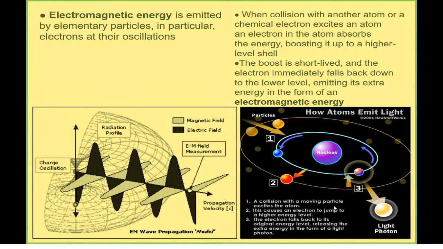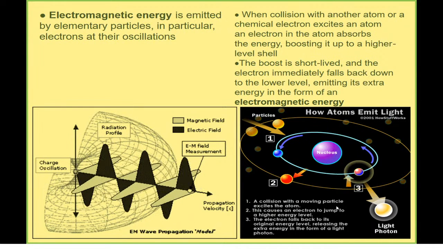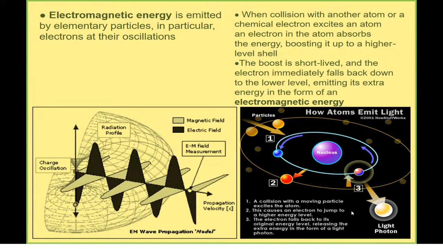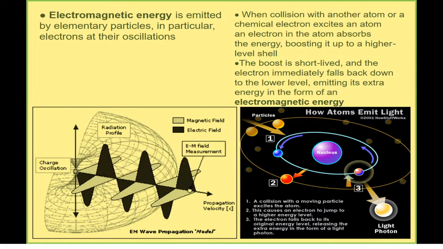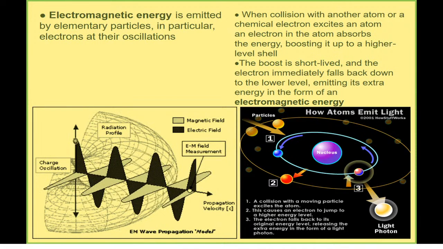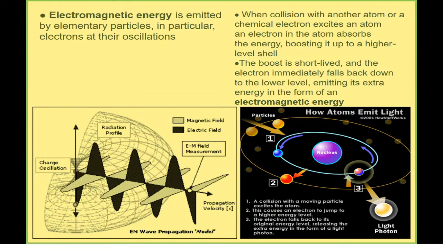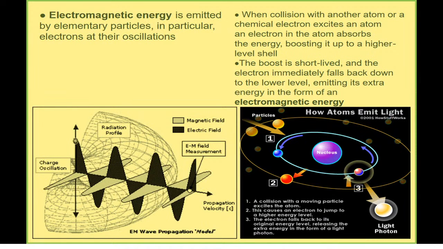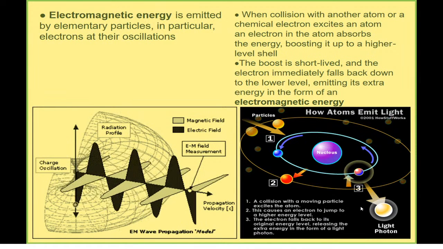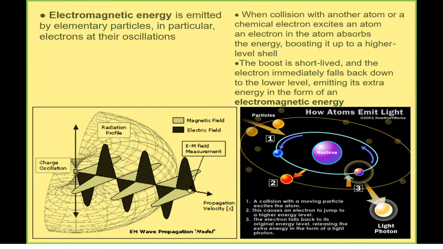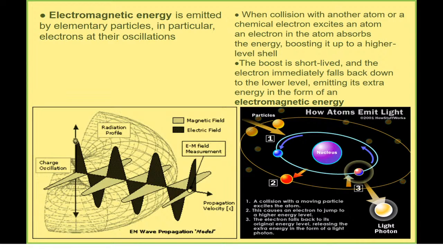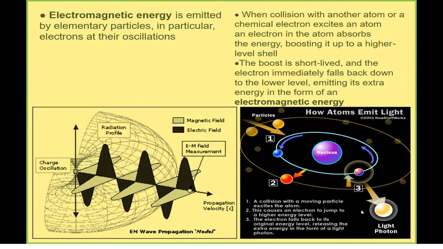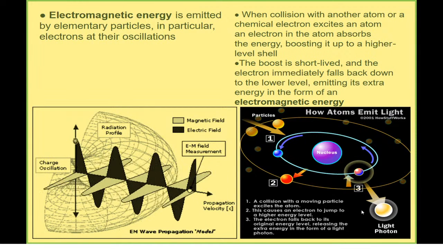A collision with a moving particle excites the atom. This causes an electron to jump to the higher energy level. The electron falls back to its original energy level, releasing the extra energy in the form of a light photon. Look, this portion is assumed to be a particle, because it is a localized amount, a portion of energy, and in some particular cases it behaves itself as a particle.